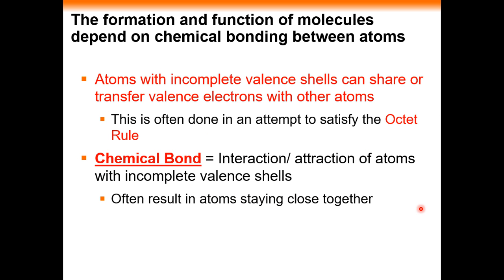noble gases. So if an atom doesn't have a complete valence shell, if they have 6 valence electrons, if they have 7, if they have 1, then they're going to interact, and they're going to try to satisfy this octet rule. They want to have 8, and they're going to see, what can I do to get 8? I'm going to take some, I'm going to share some, I'm going to lose some. And when they do that, they do this thing called a chemical bond. They make this interaction or attraction between atoms that have incomplete valence shells. They do this to attempt to satisfy the octet rule.